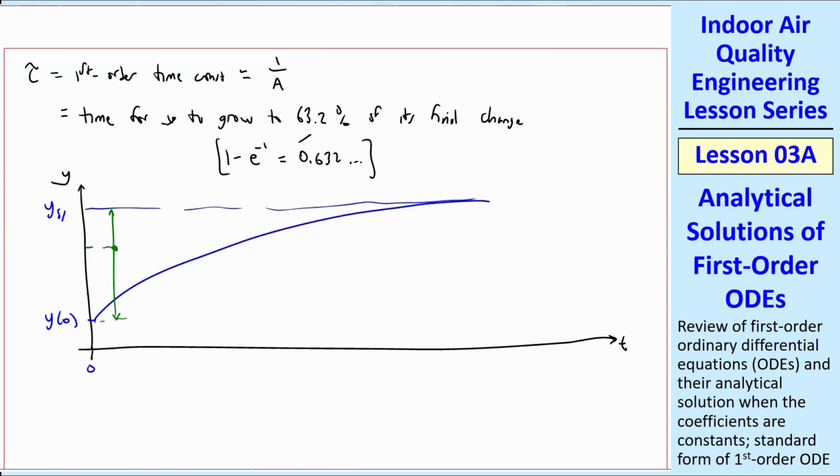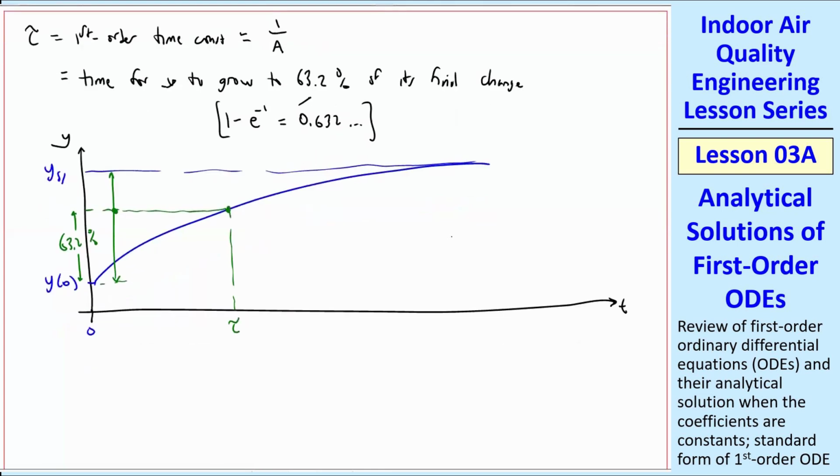63.2, which would be about that much. So at that point, we'd call this the 63.2% change. If the total change was 100%, that would be 63.2. And where y reaches that value is what we call tau. So at time t equal tau, we get to that point.